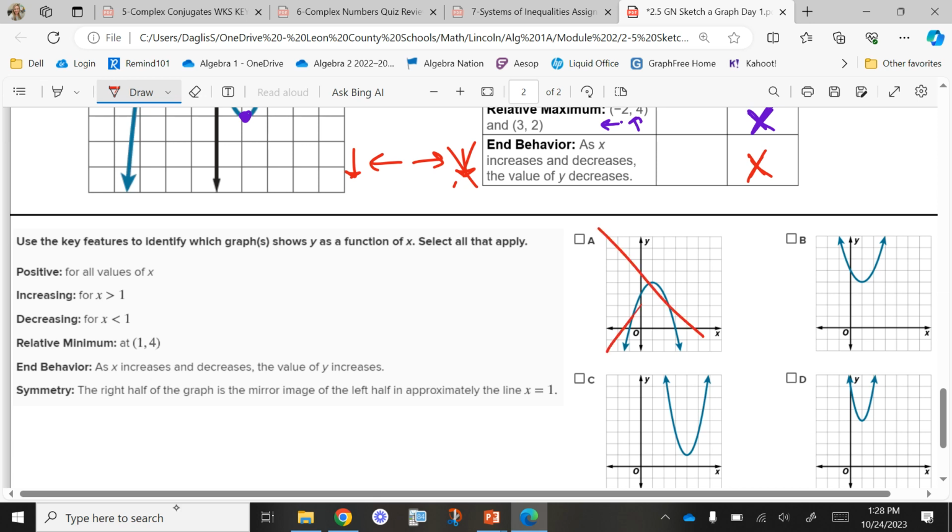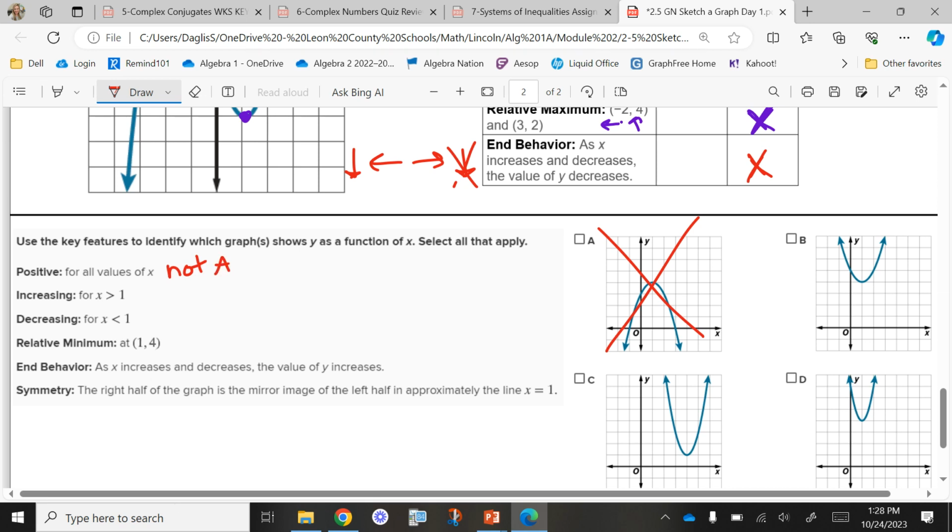So this one's going to be out, because it dips down under the x-axis. So that one's not going to be all positive. The other ones are all positive. They're all floating above the x-axis. So this one is not A. So A is out.